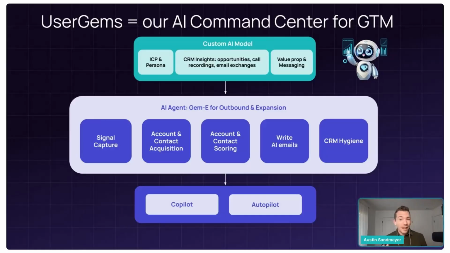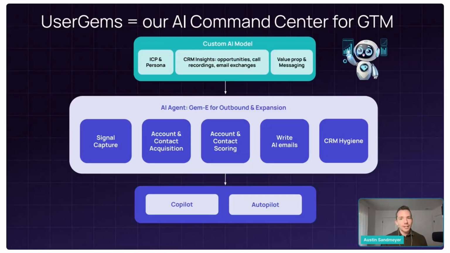So there are different value props and different messaging, even inside of sales, inside of marketing, inside of CS, whether you're a CSM, customer support, or an AM. There are different motions there. So we make sure we have all of that in our model, and then we push it into our AI motion with Gemmy.